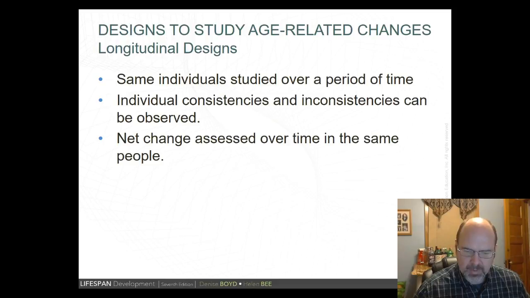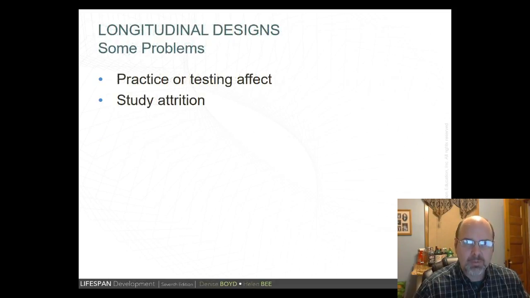Let me talk about advantages and problems. Some problems: there's a practice or testing effect from giving the same test over and over again. Some respondents might anticipate the answers from doing it over and over again. There's what's called study attrition. Some participants drop out, they die, or they move away. A lot of times better educated, healthier people often remain in the study. This can create biases in studying aging.